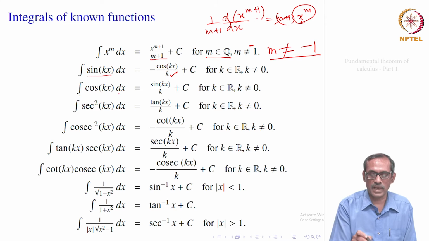Now, integral of cosine k x similarly gives sine k x by k, because derivative of sine gives you cosine.